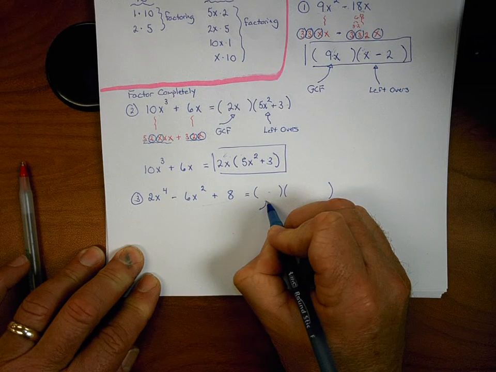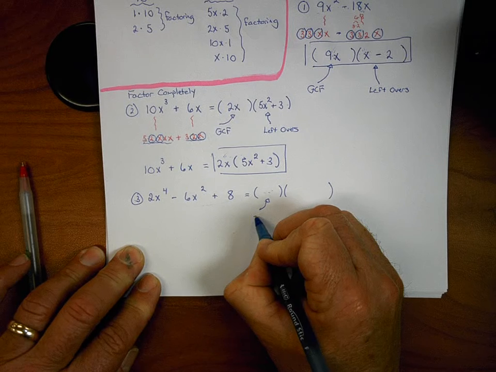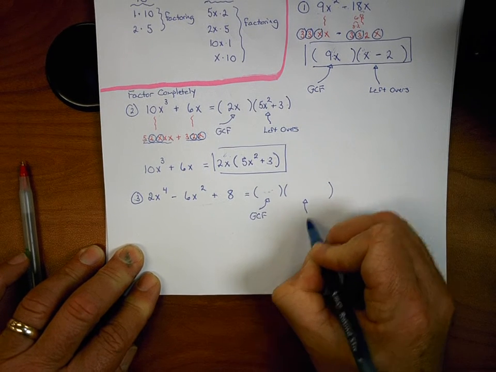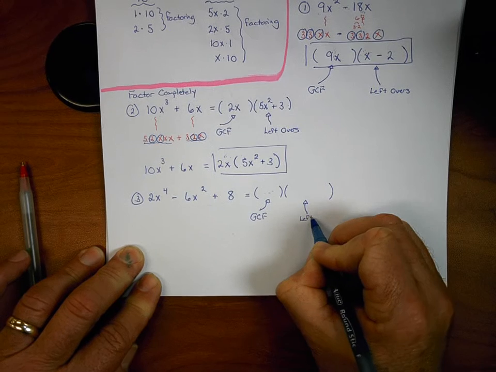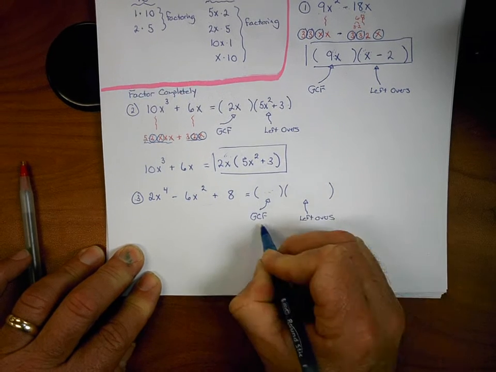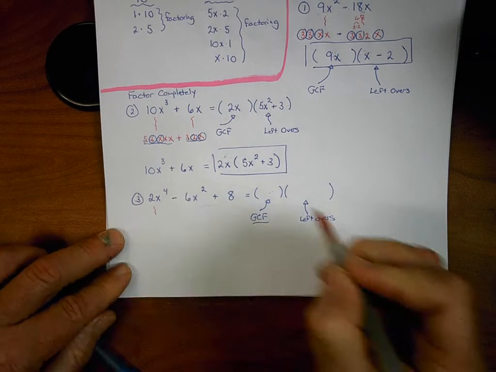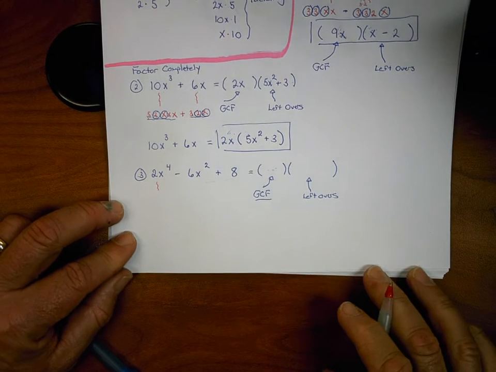Inside the first parentheses, the first term is going to be my GCF. What I put in my second term is going to be what we're terming as the leftovers. Okay, so I first have to find my GCF. How do I do that? I go to each one of my terms and I write out the prime factors.